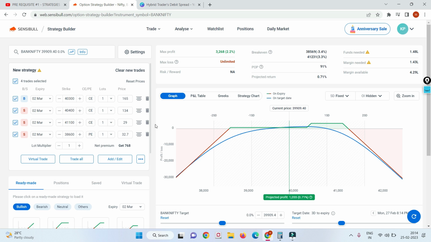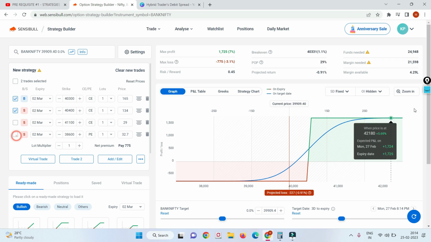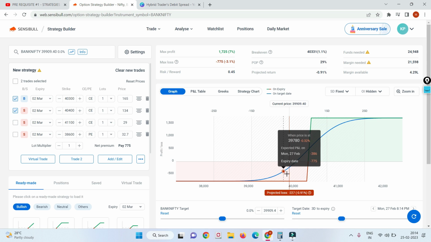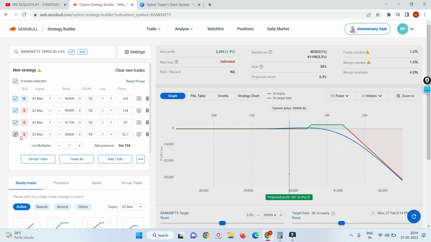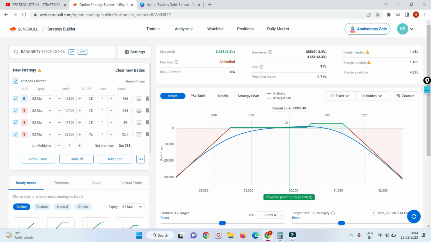But now we are trying to target 30 rupees. You can still go with this, but that will increase your margin. If I deselect these two things, your original margin was 21,000. The moment you do this adjustment, your margin has increased and your profit is 2.2%.